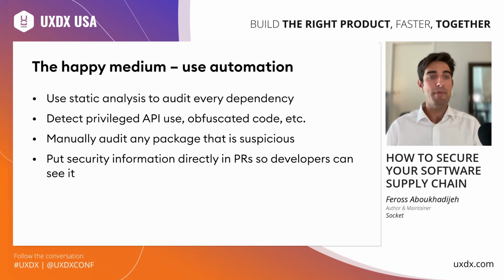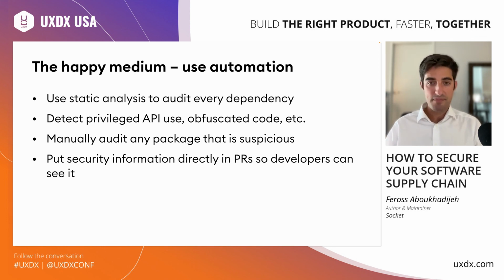So really the happy medium here is to lean on automation. What we recommend is using static analysis to audit every dependency and detect indicators of packages doing suspicious things, such as using privileged APIs like the file system or the network, or containing obfuscated code. If you detect packages doing these things, then you can manually audit just those packages, just the most suspicious packages.